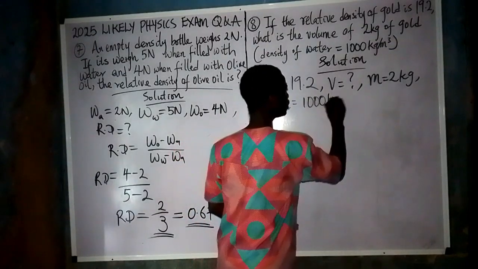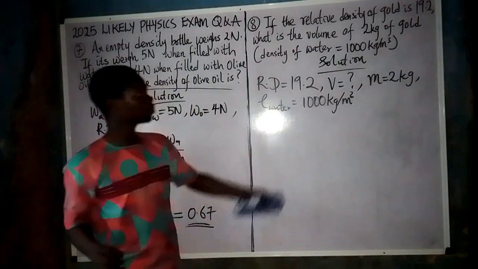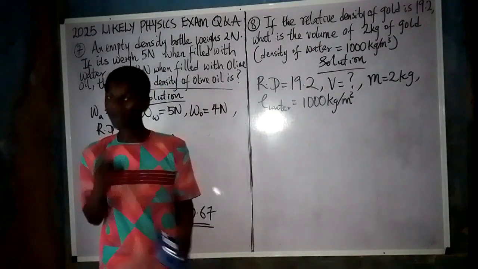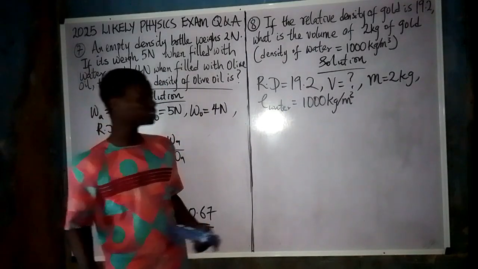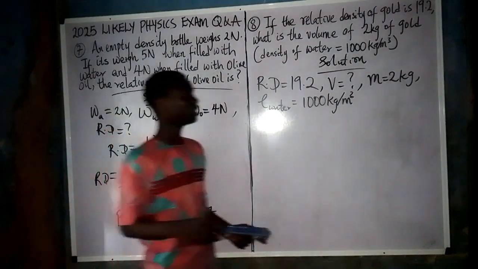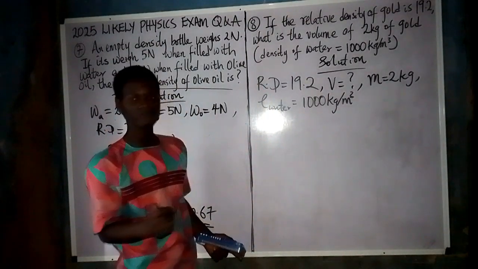1000 kilogram per meter cube. And we are asked to find the volume of 2 kg of gold using all these parameters. Now ask yourself, what is unknown? Volume is unknown, and the volume we are talking about here is the volume of gold. Now, how do we get volume of gold?